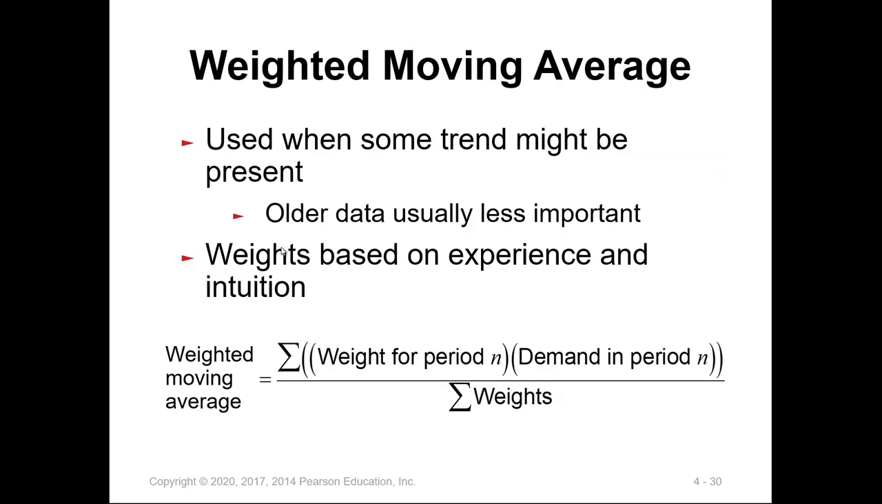When we have trends, then we can use weighted moving average, where older data are less important. The weights will be assigned to each period based on experience and intuition. The weighted moving average will equal the weight for period n multiplied by the demand in period n, and we sum all those, divided by the sum of weights.